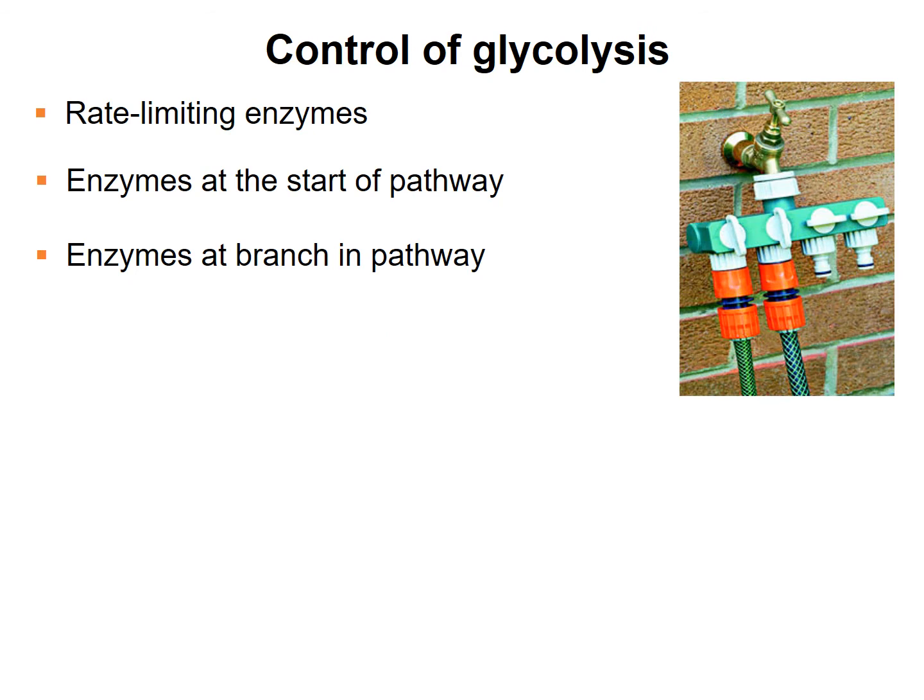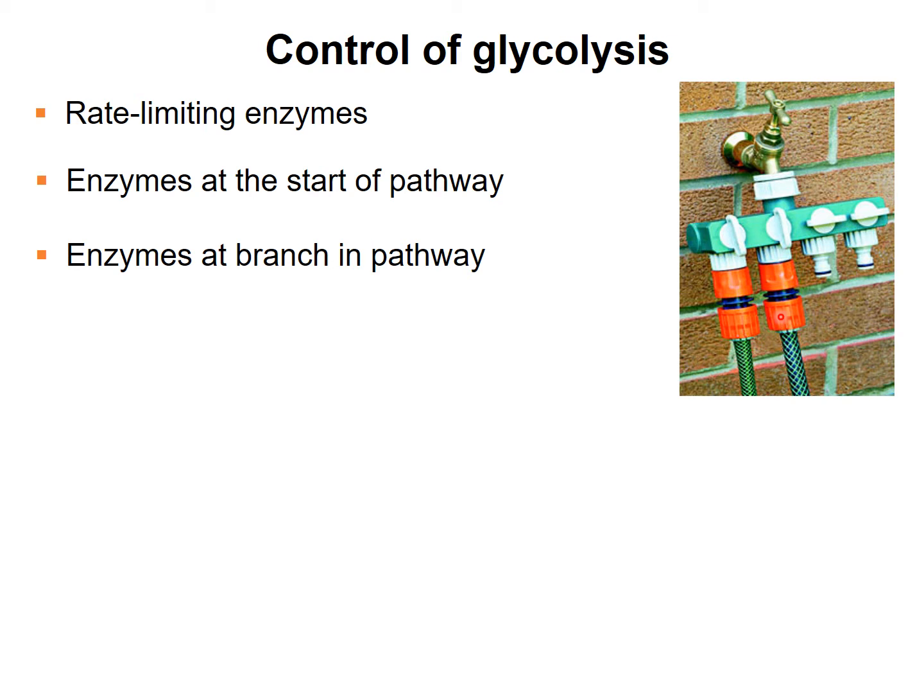As I mentioned, glycolysis is catalyzed by a set of enzymes. So by adjusting the rate of enzymes, we could achieve the control of glycolysis. And usually, it is the enzymes at the start of the pathway that are first regulated. Because by doing so, all other pathways and enzymes downstream are regulated at the same time.